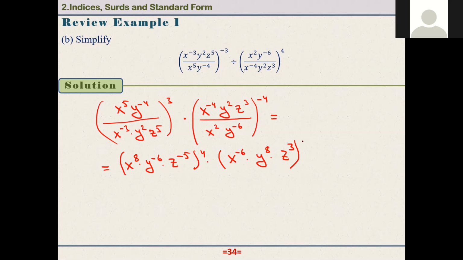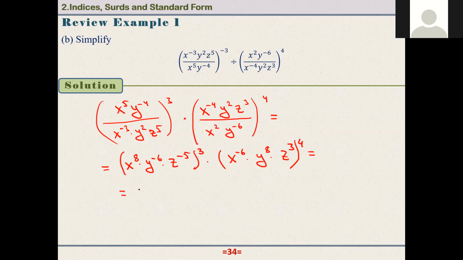So here we have 4 only. Here we have 4. Okay. All right, sorry. Here, our exponent is 3. Here it is 4. We have just simplified the fractions.